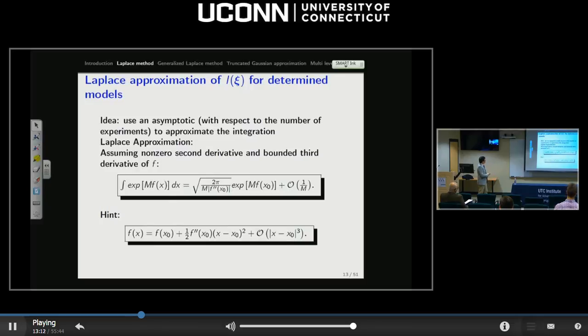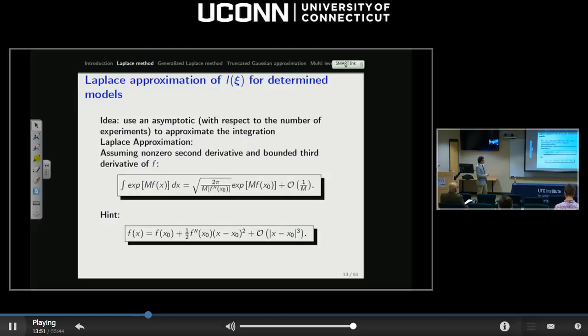The idea of Laplace approximation is very simple. It is used to approximate such an integral, and the integrand function is an exponential function. When m goes to infinity, you can do the truncation of f of x at x0, where x0 is the global optimum of f. If you keep the second order terms, the first order term is 0 because it's a global optimum, and if you put it back, it becomes a Gaussian.